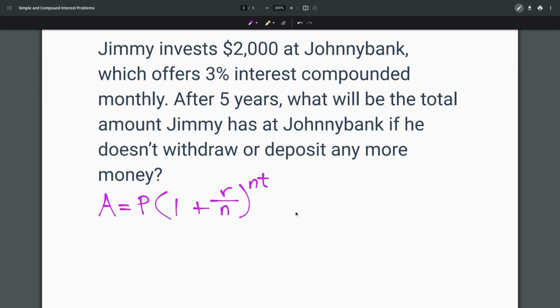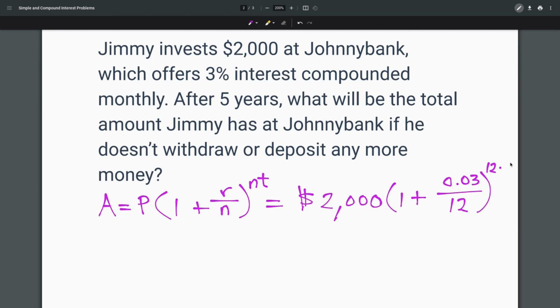Okay, so we're probably going to open up a calculator to do this. But anyway, so let's write down what we have. So the principal amount is 2,000. Then we put 1 plus the interest rate as decimal, 0.03. It's compounded monthly, so that's 12 times per year because there's 12 months in a year. And we're raising that to the 12 times 5 power, so that's going to be the 60th power.